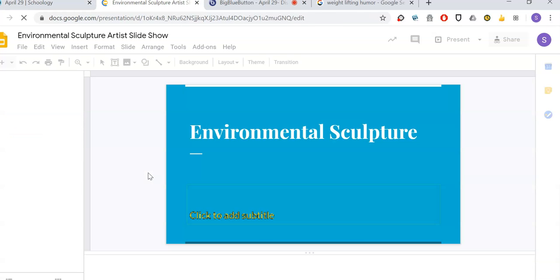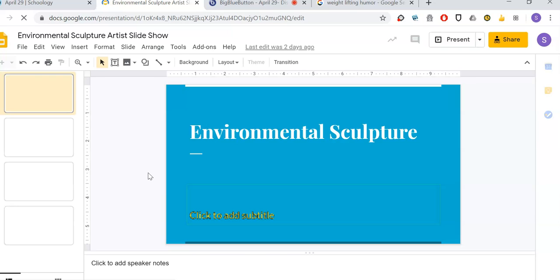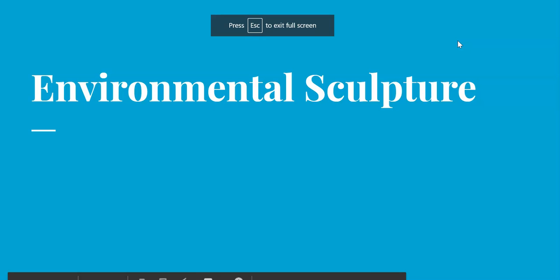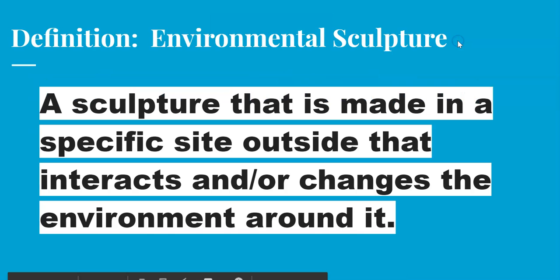So we're going to look at a few environmental sculptors. And an environmental sculpture, I gave you a definition right away in there. Here we go. Okay, an environmental sculpture is a sculpture that's made in a specific site, meaning that they choose a place outside. And by building this, whether it be with natural materials or man-made materials, it changes the environment. They're making something outside, okay?